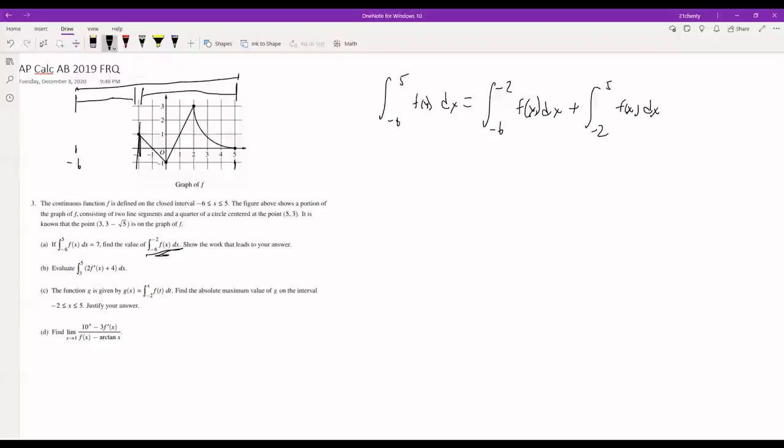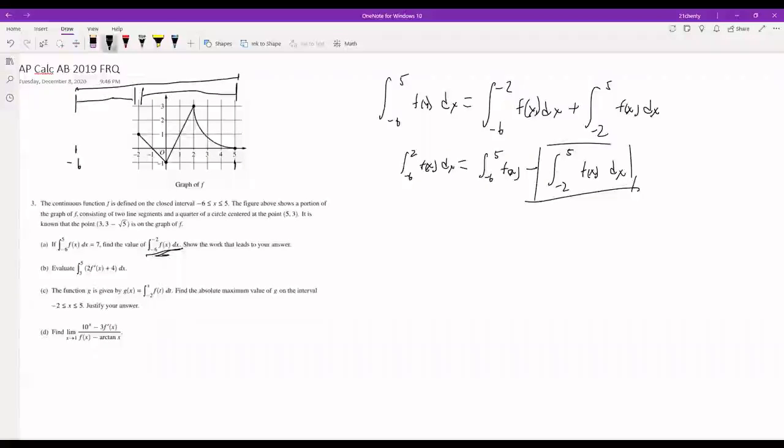So if we rearrange this, we can see that the thing we're finding, the integral from -6 to -2, equals the integral from -6 to 5 minus the integral from -2 to 5. And we know this is 7 already, that's given. So we just need to find this. How do we find this? Well, the integral is just the area, right? So we can just find the area of this section.